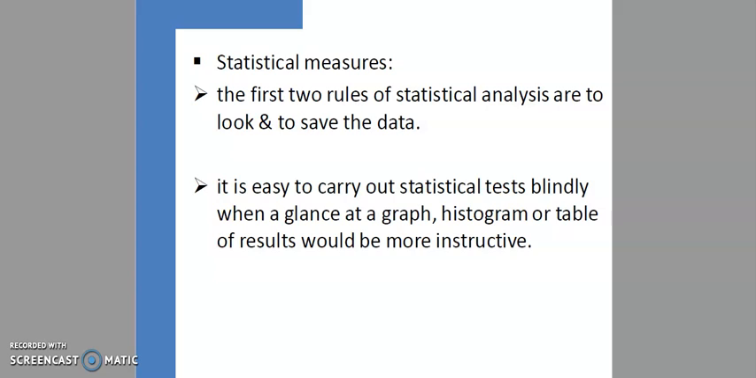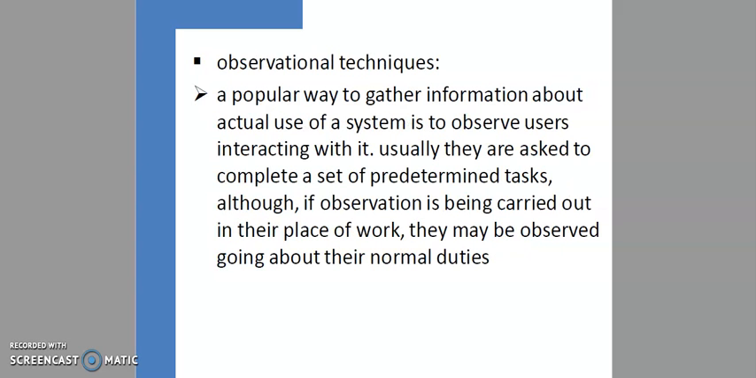Statistical measures. The first two rules of statistical analysis are to look and to save the data. It is easy to carry out statistical tests blindly when a glance at a graph, histogram, or table of results would be more instructive. Next is observational technique.